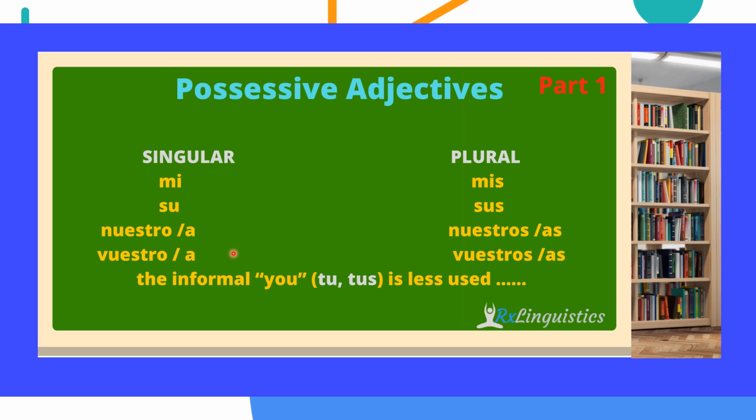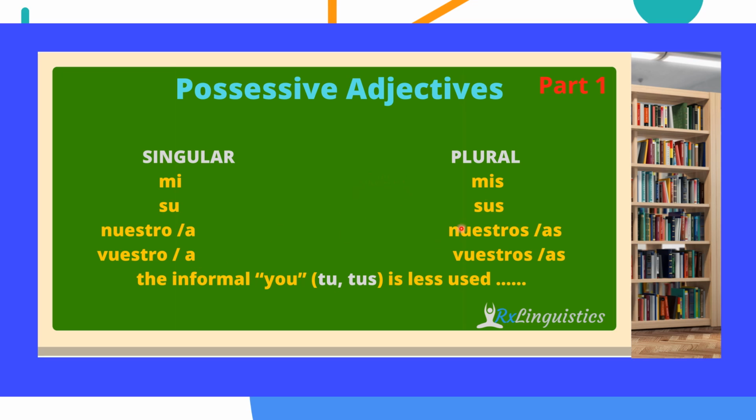But in formal Spanish in the US and Latin America, you use su when it's singular, and sus when it's plural. Vuestro is like your, but it's not used that often in the US. So it's the same as tu. Tu is informal. If you are not very familiar with somebody, you don't use tu, you use su, to refer to your. Same thing for vuestro.